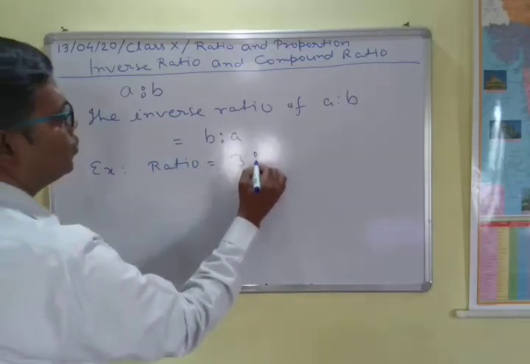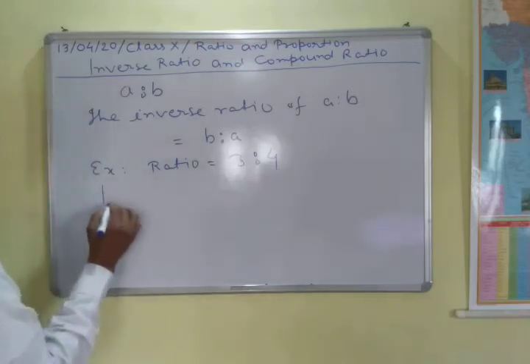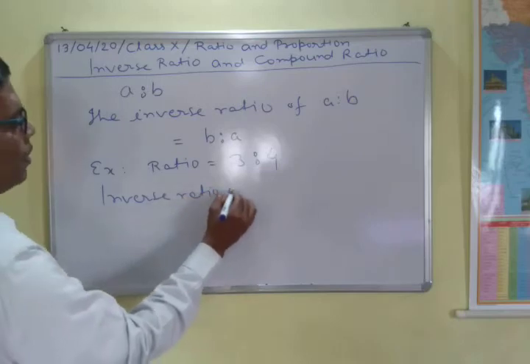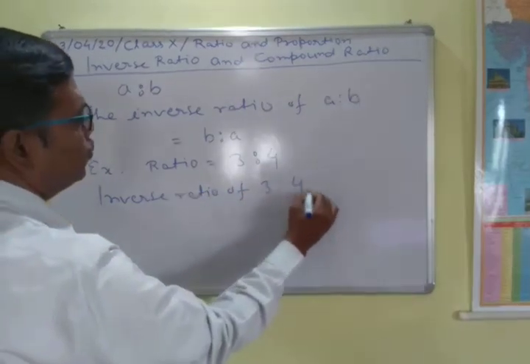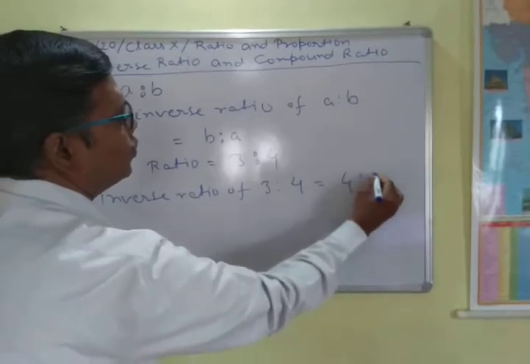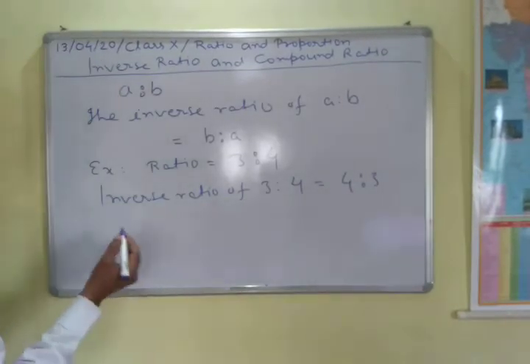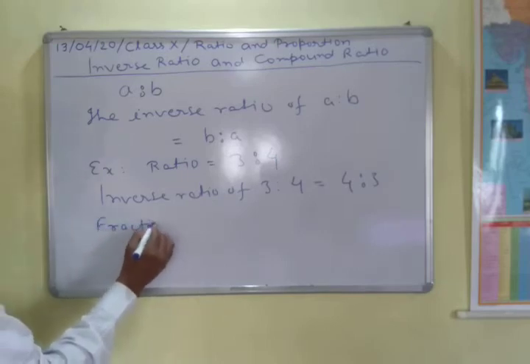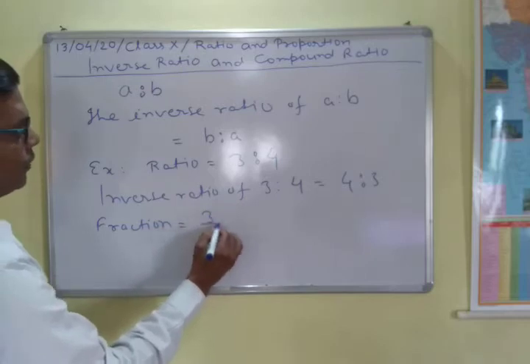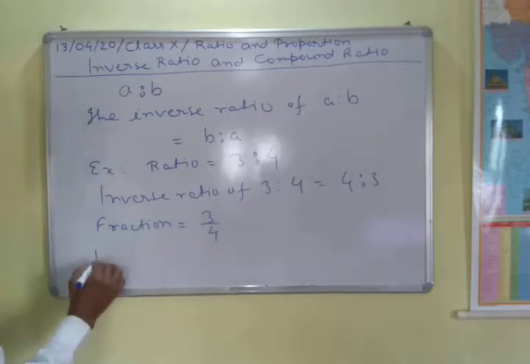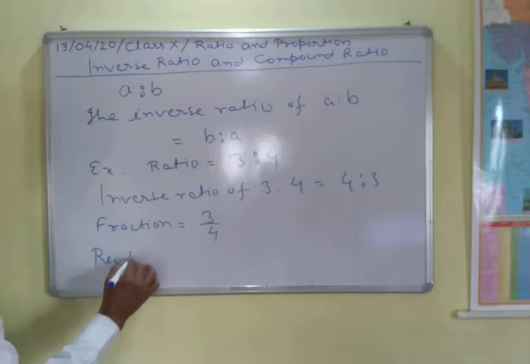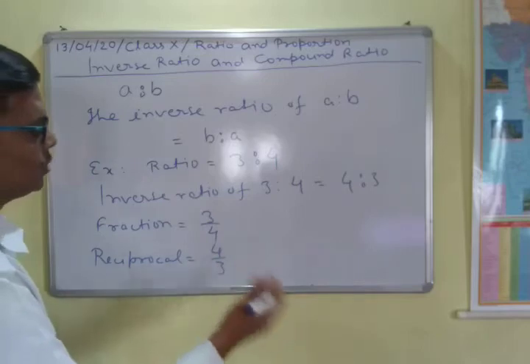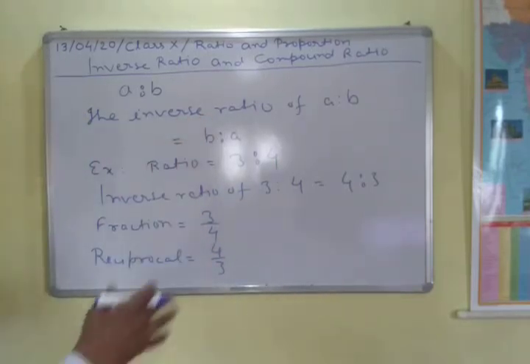equal to 3:4. Then the inverse ratio of 3:4 is equal to 4:3. You can just imagine a fraction. Suppose a fraction equal to 3/4, then its reciprocal equal to 4/3. And in this also the inverse ratio is the same as this.